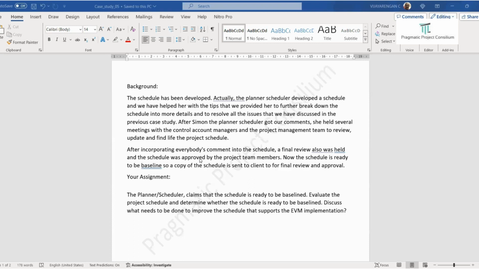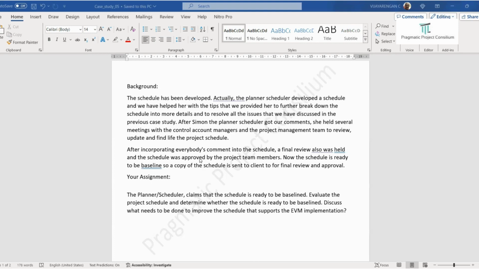In this case, we have to refer to the previous case study, how the detailed schedule has been developed and how the activity level resources have been loaded. After that, our planner scheduler got our comments in several meetings with the project control accounts manager and the project management team to review, update, and finalize the project life cycle project schedule.